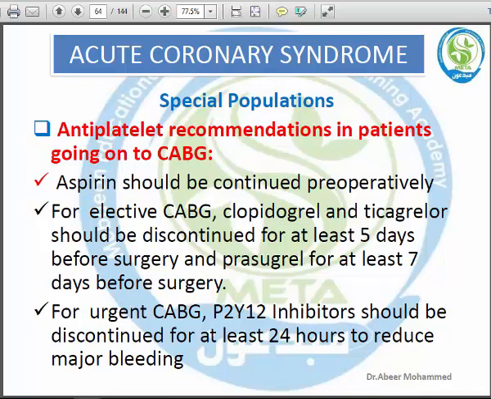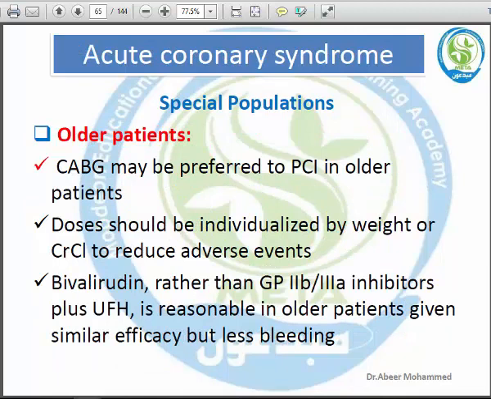For urgent CABG, the P2Y12 inhibitor should be discontinued at least 24 hours before the surgery عشان نقلل bleeding risk or major bleeding. Older patients: CABG is preferred over PCI in older patients. The dosage should be individualized by weight or creatinine clearance to reduce adverse events.